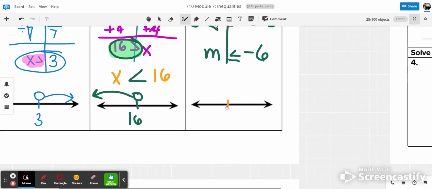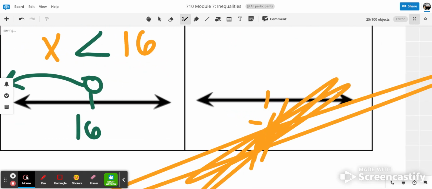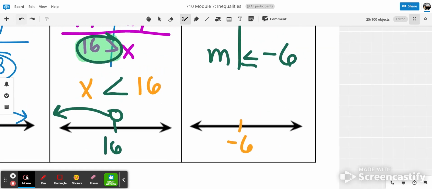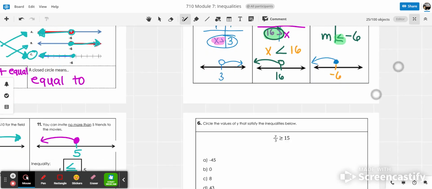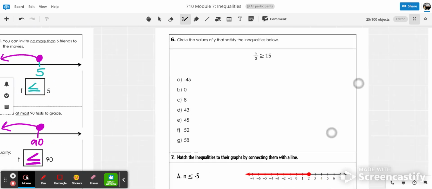All right, let's put -6 on our graph. Now we do have our equal to, right? So my equal to tells me that I'm going to have a closed circle. I'm including -6. X is less than it, though. So where do the numbers get smaller than -6? To the left. Okay, flip it over, and let's move on to the back.